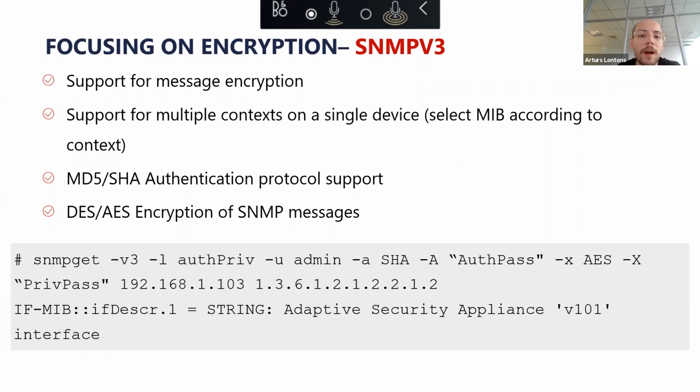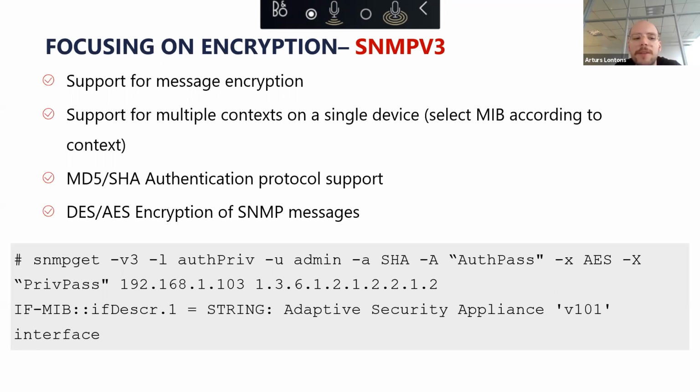And then moving on to SNMP version 3. Nowadays, with SNMP version 3, we have support for message encryption. We have support for context on a single device, meaning that we can select which MIBs we are polling according to our context. So that's another kind of security or isolation measure that can be used on our devices. We support MD5 and SHA, by we, I mean SNMP version 3 authentication protocol. And for our message encryption, we support DES and AES encryption.